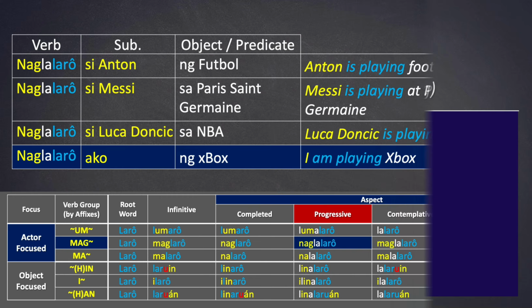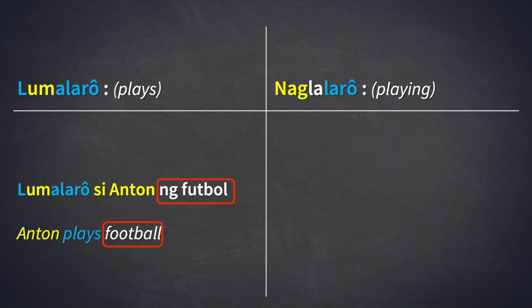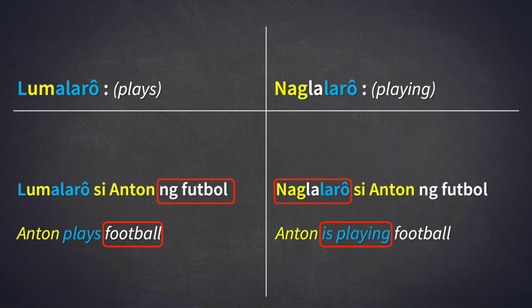The difference between lumalaro and naglalaro is very slight. Lumalaro gives a slight emphasis on the object of the sentence. Lumalaro si Anton ng football. Naglalaro, on the other hand, has a slight emphasis on the action. Naglalaro si Anton ng football. Anton is playing football. Cool? I hope everything is clear.